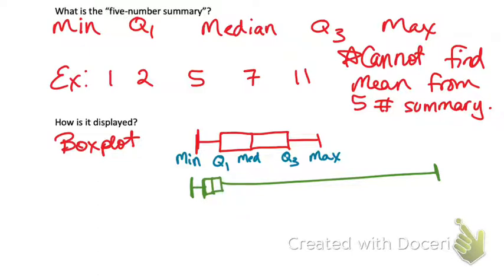I have a question for you guys. What percent of the data is from Q1 to the median in this box plot? 25. What percent of the data is from Q3 all the way out to that maximum? 25. What does that mean is happening here? Not necessarily an outlier, but it's skewed. So here's the deal. I've got a pretty big percent of my data right here. 75% of my data is right here, and then it kind of spreads out that way to the right.